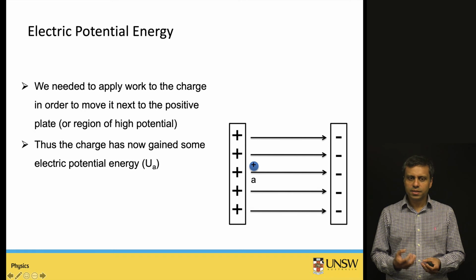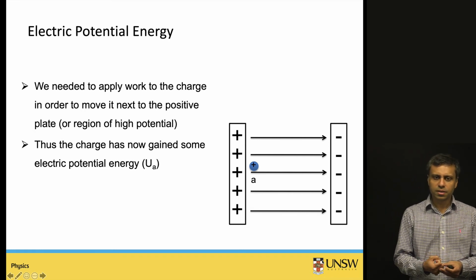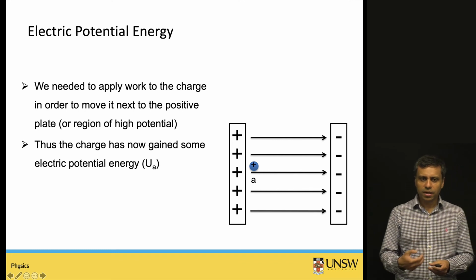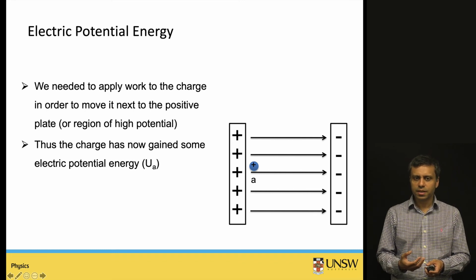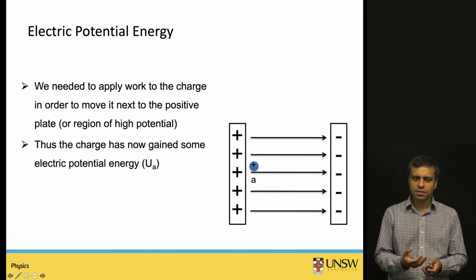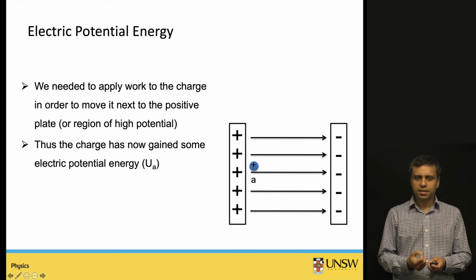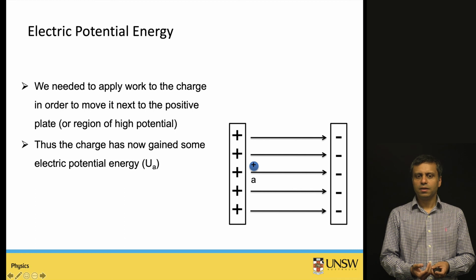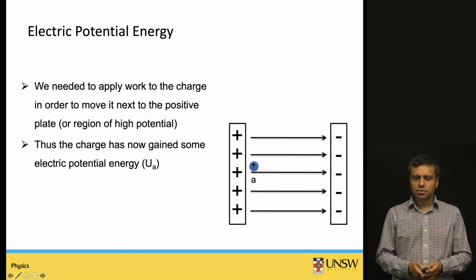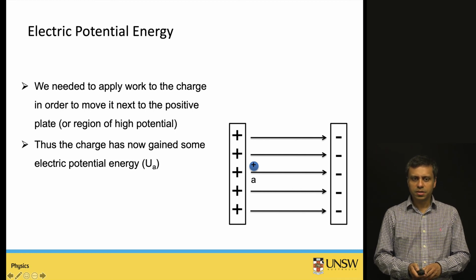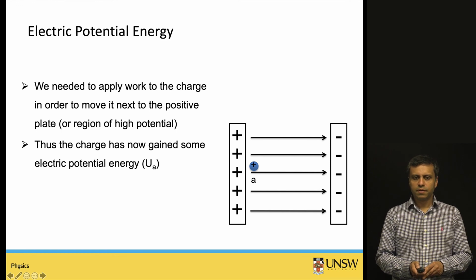And if you were to bring this charge closer to this positively charged plate, you have to do work on this charge, and that work is energy transfer basically. So you have transferred the energy to this charge, and now that energy is stored. Now if you release the charge, it can move towards the negative plate, because the negative plate attracts it and also the positive plate repels it. So the charge is moving from higher potential to a lower potential. The potential energy is defined as UA.